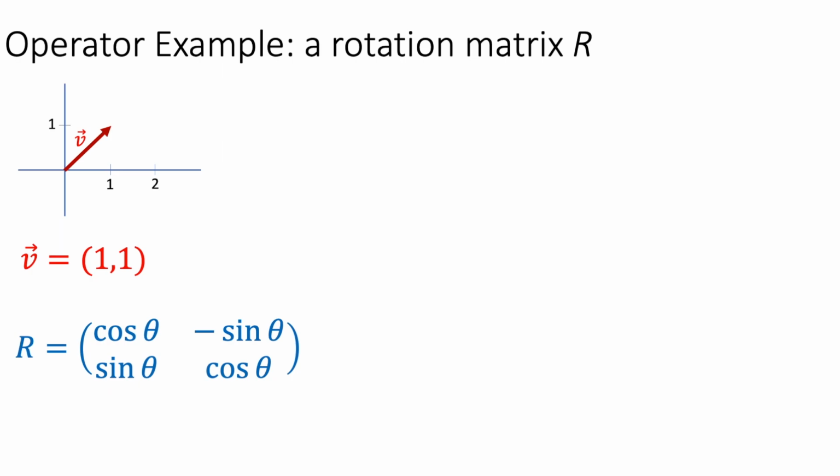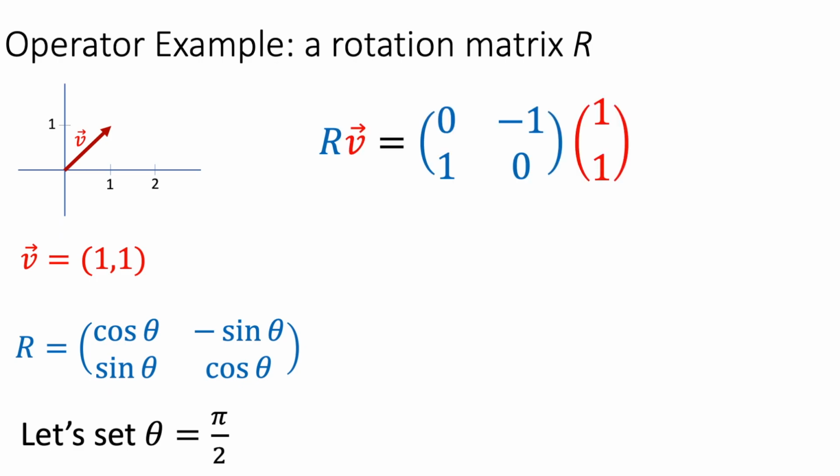Notice how we have sine and cosine functions, and there's some value theta. That is the angle by which we want to rotate. So let's just say we want to rotate by pi over 2. That's like 90 degrees. So we're going to put pi over 2 in there for all of those thetas, and then our R matrix is going to look like this, right?